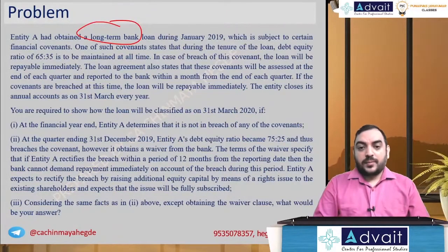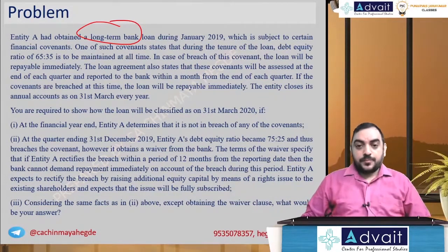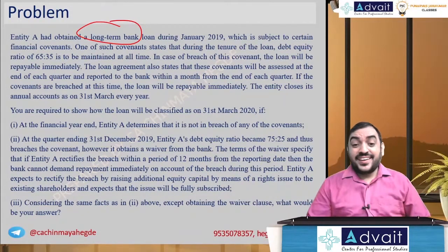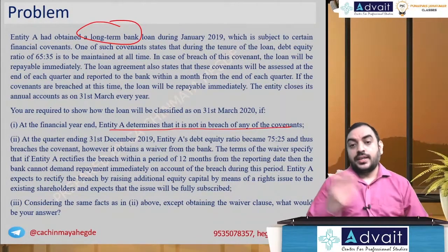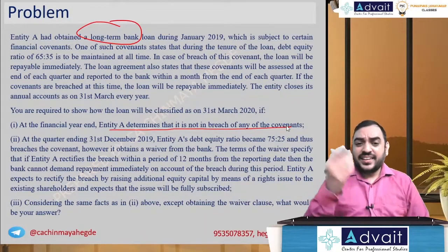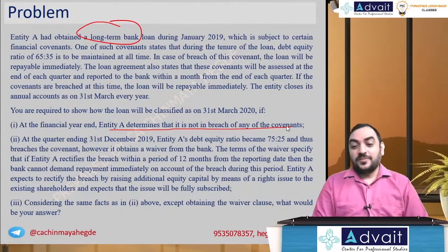Okay, let's look at the requirement now. You're required to show how the loan will be classified on 31st March 2020. If at the financial year end, entity A determines that there is no breach in any of the covenants, then can you tell me what is the answer? The simplest answer. There is no breach at all.